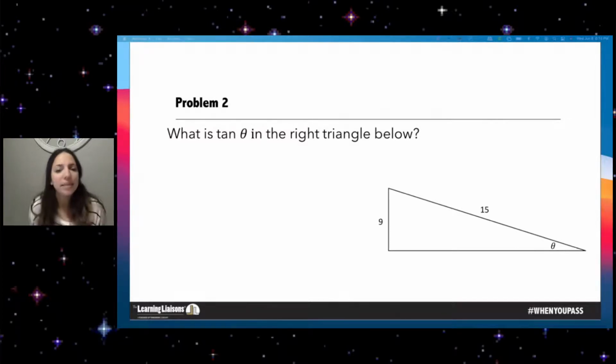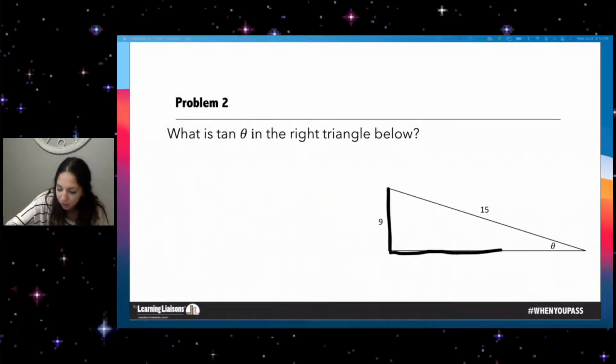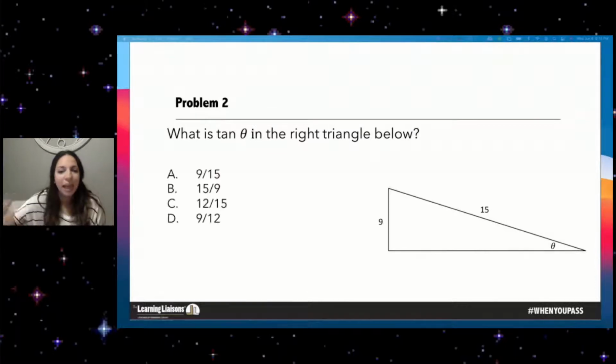So, what is tangent of theta in the right triangle below? And we see our triangle here. They told us it's a right triangle, which means we can assume that this is our right angle. They gave us theta right here. And so now we need to figure out what tangent of theta is.